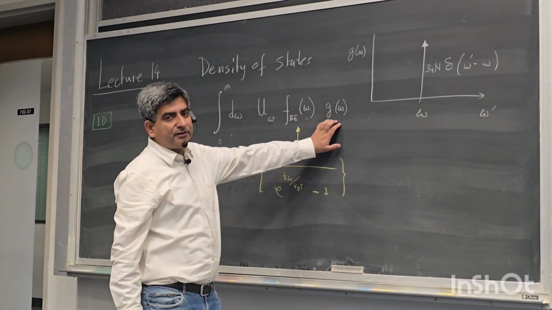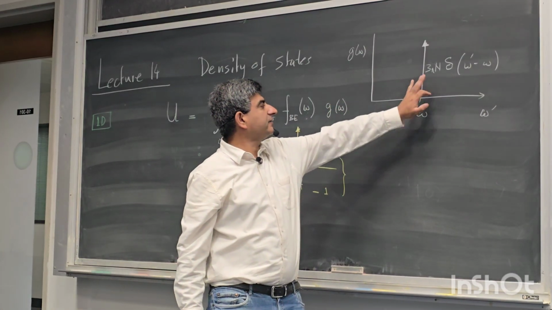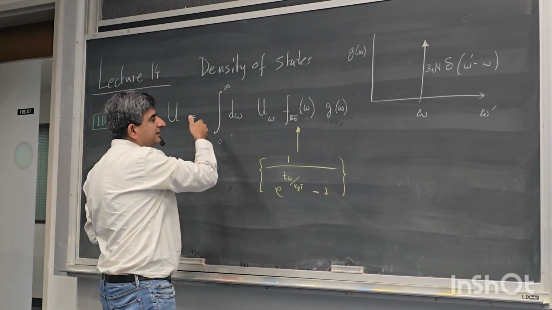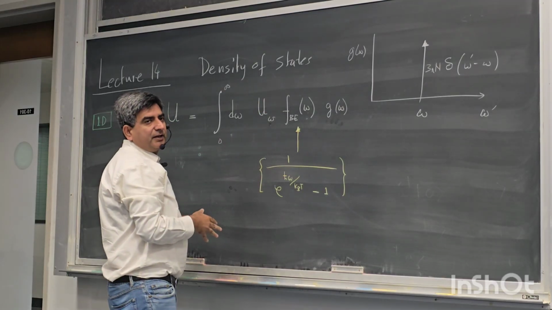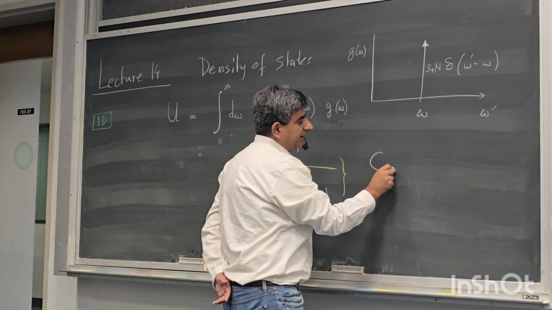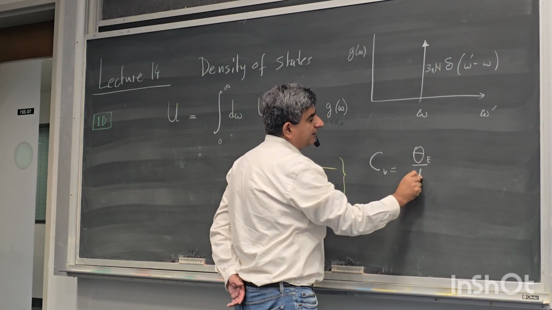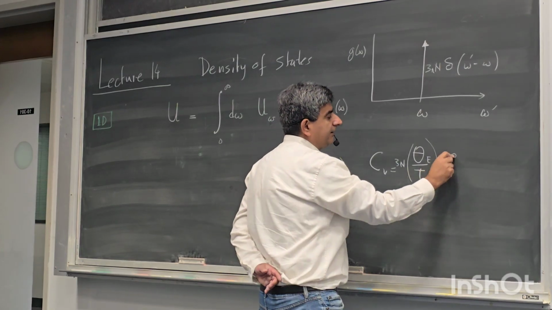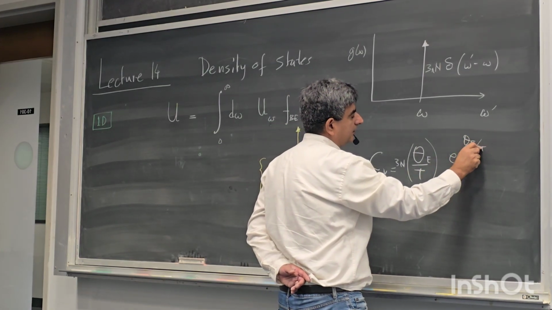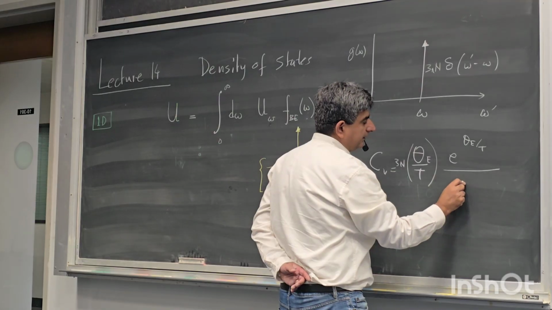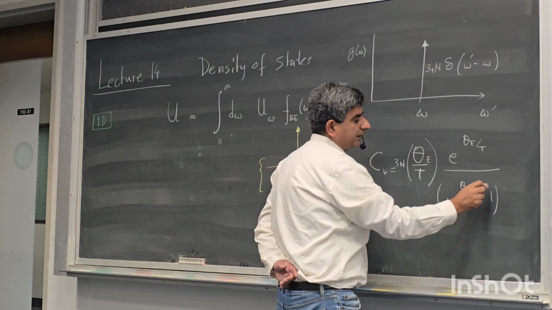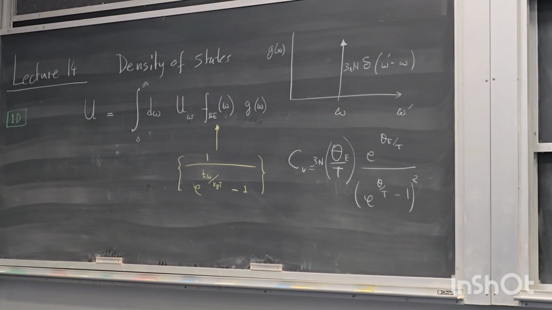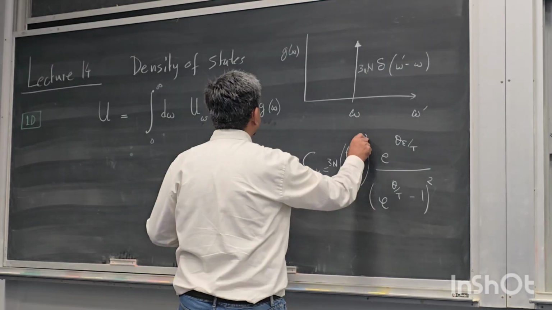In the Einstein model, this was simply a Dirac delta function. So when this Dirac delta function was multiplied with all of this integral, it was sampled at one particular frequency. And we got this very nice result, Cv equals 3N times theta E over T, the whole squared, times e to the theta E over T, divided by e to the theta E over T minus 1, whole square. So this was for the Einsteinian case.